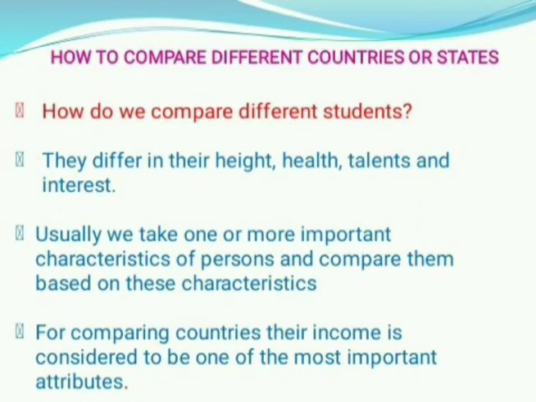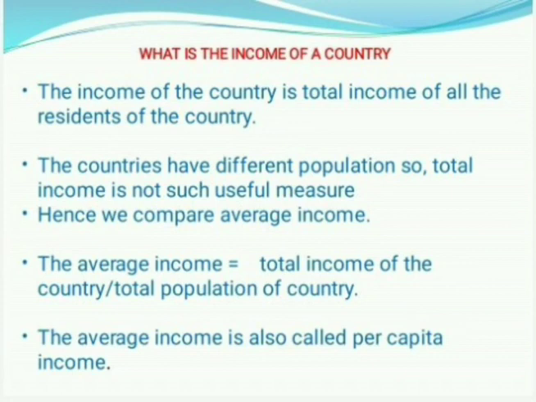Like this, for comparing countries, their income is considered to be one of the most important attributes. What is the income of a country? The income of the country is the total income of all the residents of the country. The countries have different populations, so total income is not such a useful measure. Hence, we compare average income, which is the total income of the country divided by the total population. The average income is also called per capita income.